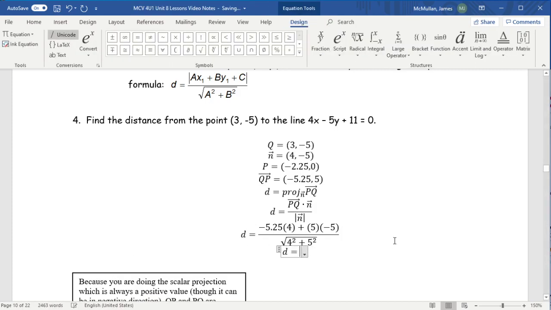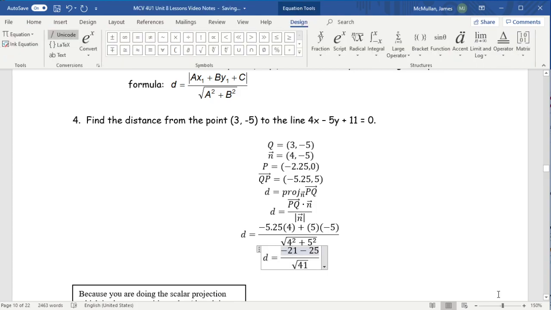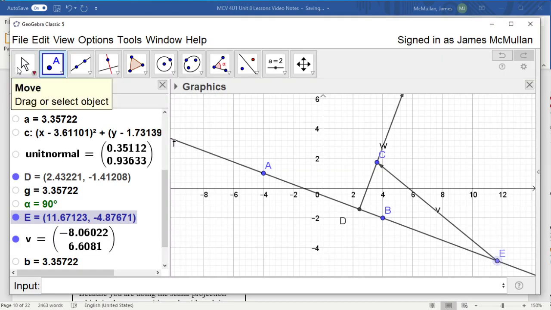So D would be equal to negative 21, take away 25, bracket that so we don't lose it, divided by the square root of 25 and 16, which makes 41. So we add these together, we get negative 46 over square root 41. That's the shortest distance. So again, let's prove this.